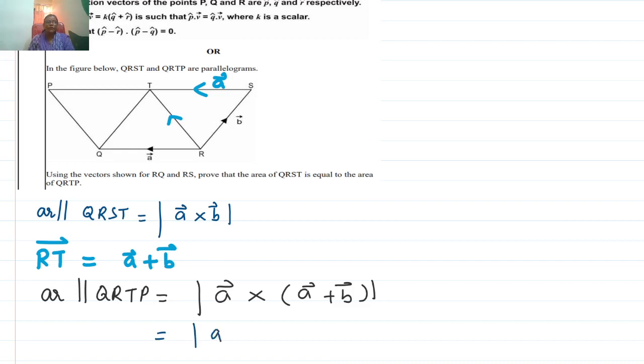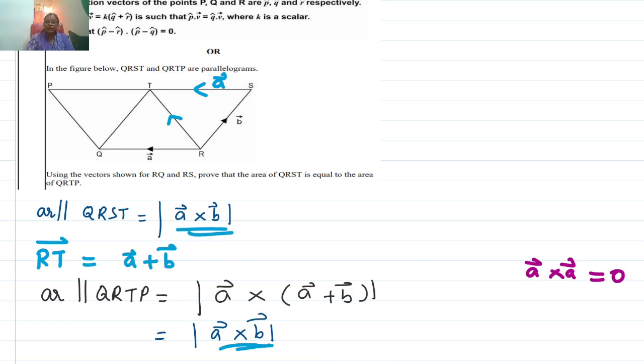Here, what you get is A cross A as the first element. A cross A, the cross product of two same vectors, will be 0. So what is left is A cross B, A cross B. Don't you find that these two quantities are the same?